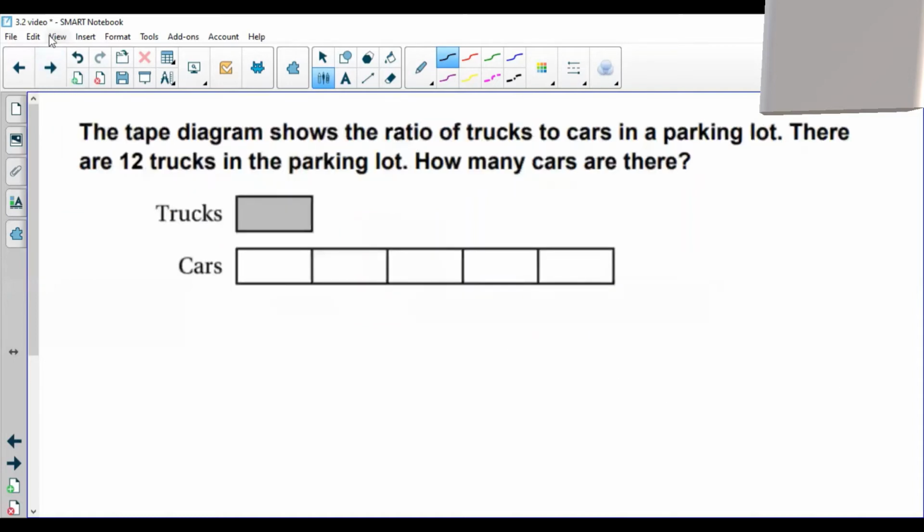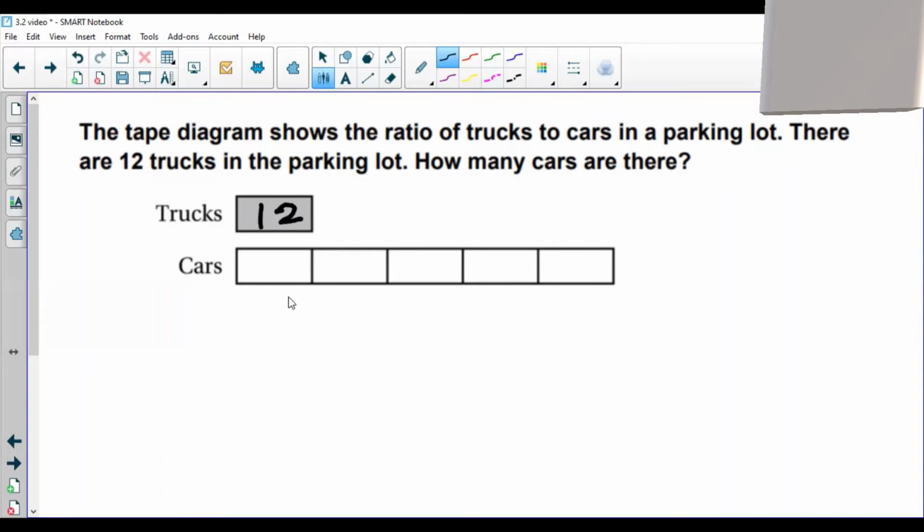Here's another tape diagram. This one isn't colored, but it does the same exact thing. This tape diagram shows the ratio of trucks to cars in a parking lot. We have trucks up here, one box, and cars down here, other boxes. There are 12 trucks in the parking lot. How many cars are there? Trucks: I only have one box. How many are going to be in that box? 12, right? So I can just put a 12 right in that box.